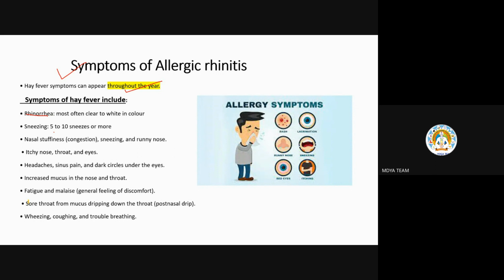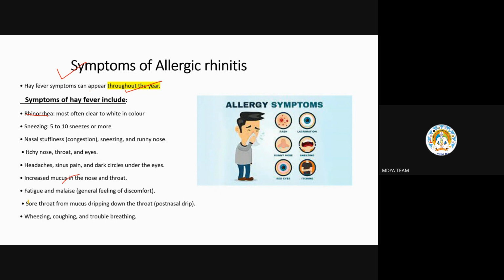Lots of sneezes are there, it could be more than 10 also. Then nasal stiffness, congestion, runny nose, sneezing, etc. All the common symptoms which lead to regularity. Then it appears throughout the years. It may appear in episodes or could appear at the same time. We'll see more ahead in the classifications.